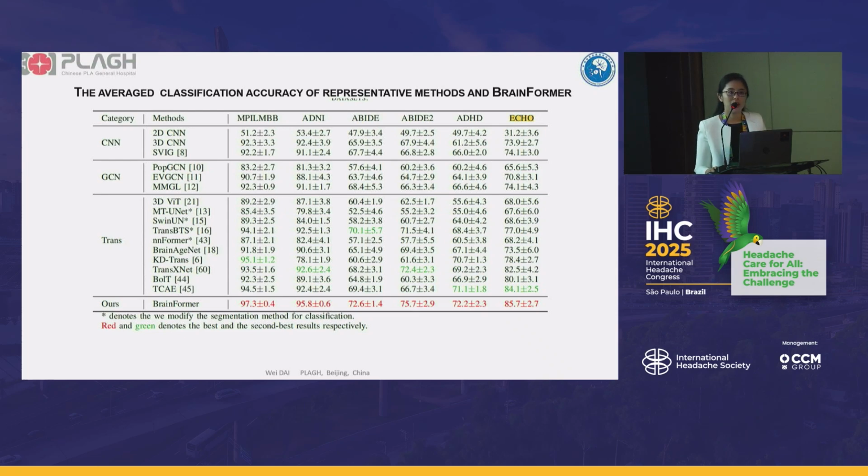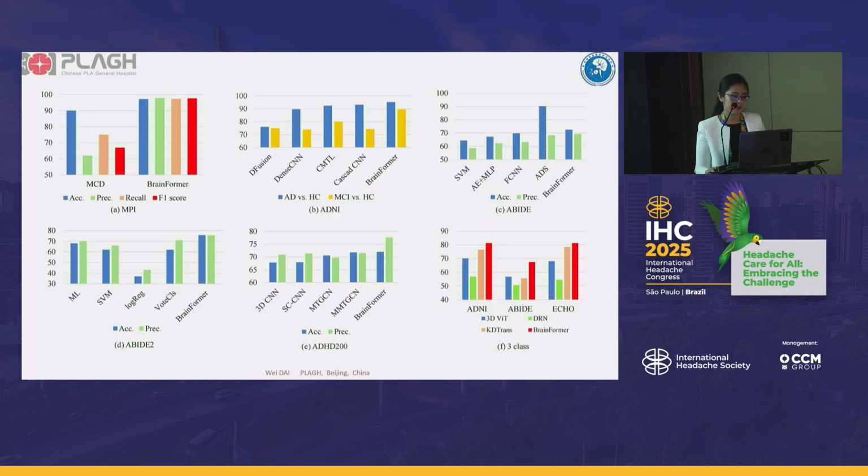And here are the averaged accuracy results. And we can see the red color is the best performance and the green color is the second best performance. And here are the figures of the results of the table we just saw.